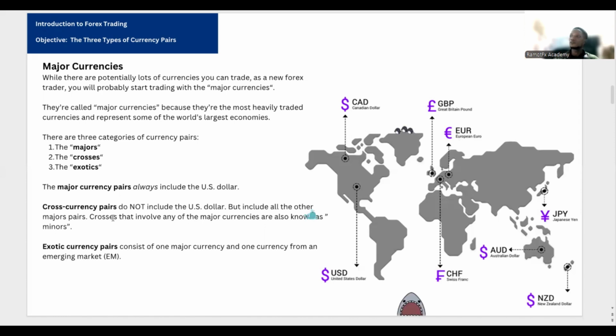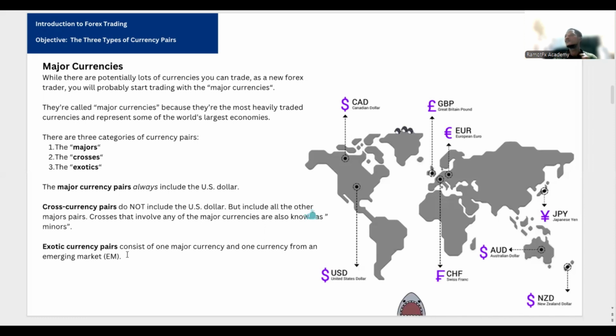Now, the exotic pairs. The exotic pairs consist of one major currency and one currency from an emerging market. For example, the Nigerian currency, NGN, against USD, or let's say the Central African CFA franc against USD. Those are exotic currency pairs.